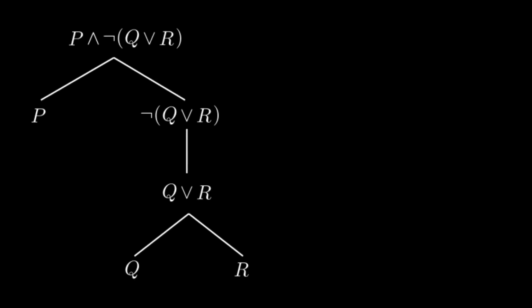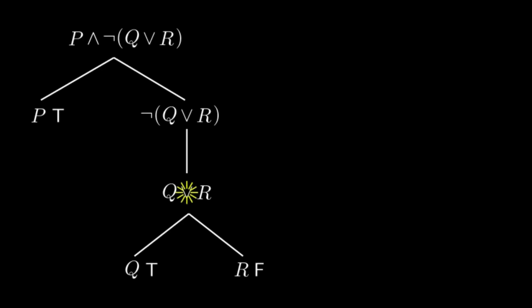So here's the formula. The first thing we're going to do is construct the syntax tree of this formula. Now, once the syntax tree is constructed, we note the atomic propositions and label them with the truth values given by the truth value function. The next thing to do is to label the remaining formulas with truth values.